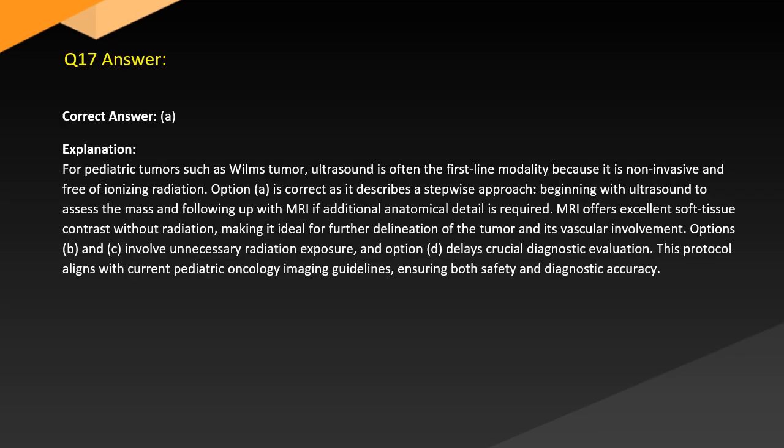Answer. Correct answer, A. Explanation. For pediatric tumors such as Wilms tumor, ultrasound is often the first-line modality because it is non-invasive and free of ionizing radiation. Option A is correct as it describes a stepwise approach, beginning with ultrasound to assess the mass and following up with MRI if additional anatomical detail is required. MRI offers excellent soft tissue contrast without radiation, making it ideal for further delineation of the tumor and its vascular involvement. Options B and C involve unnecessary radiation exposure, and option D delays crucial diagnostic evaluation. This protocol aligns with current pediatric oncology imaging guidelines, ensuring both safety and diagnostic accuracy.